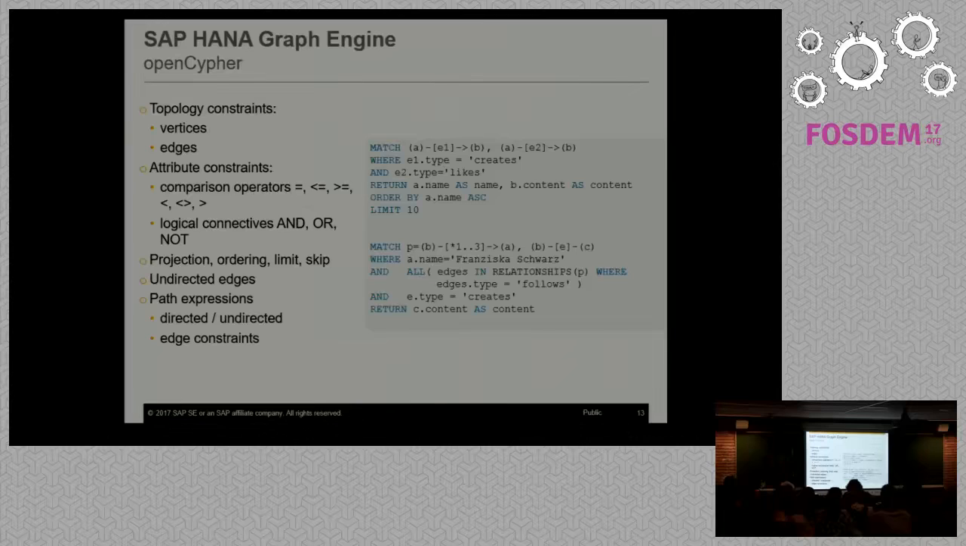In the second example, we have a path, and here we are looking for persons that follow the person with the name Franziska Schwarz. The edges in the path need to be follows. So this is defined here in the all statement. And from these persons, we have a look at what posts are created by these persons.